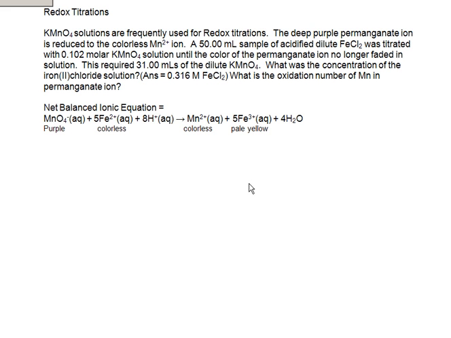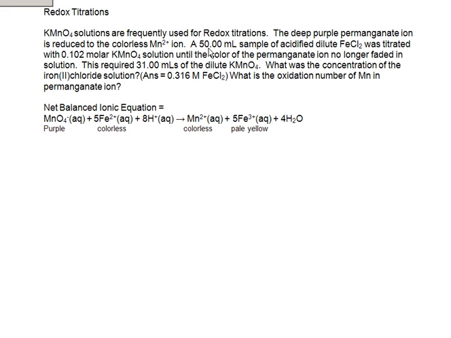This is Solution Stoichiometry Part 2. In this case, we're going to be looking at a redox titration, in particular one that uses potassium permanganate. This gives a very deep color, which is then reduced to the colorless Mn2+ ion, so it's a self-indicator once the reaction has exactly reached completion.